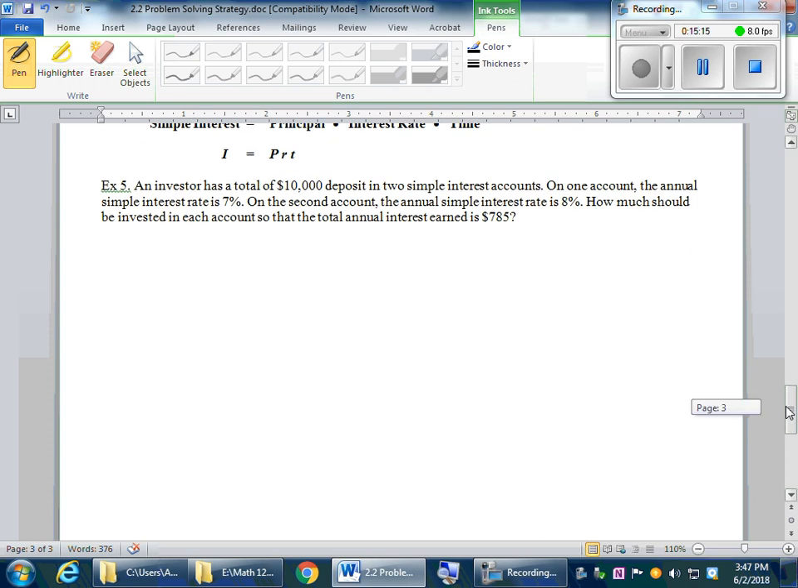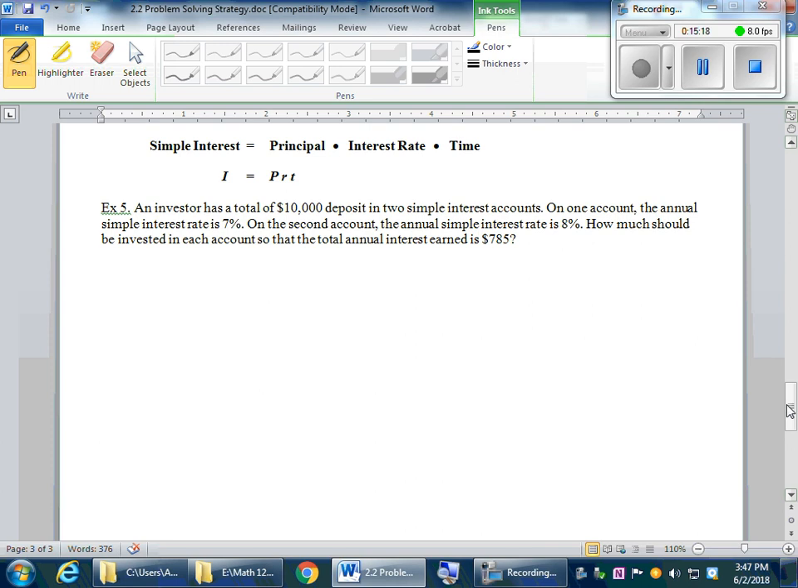So the first problem says that an investor has a total of 10,000 deposited into two simple interest accounts. On one account, the annual simple interest rate is 7%. On the other account, the annual simple interest rate is 8%. How much should be invested in each account so that the total annual interest earned is 785? So this keyword, simple interest, helps us to consider using this formula.